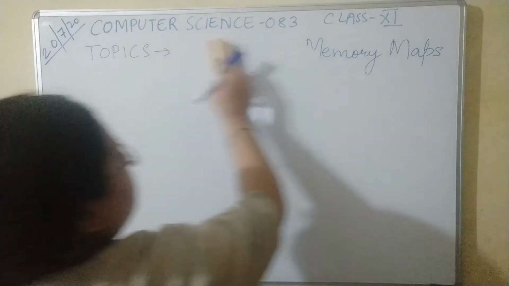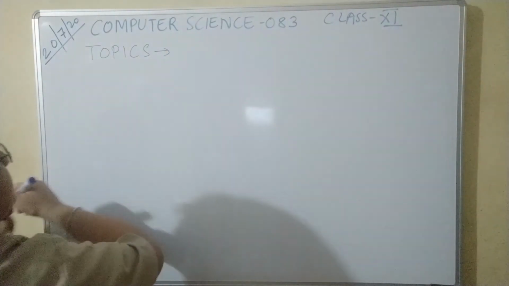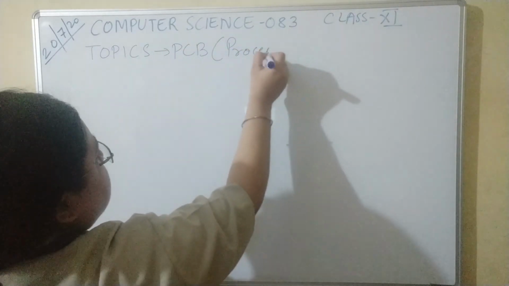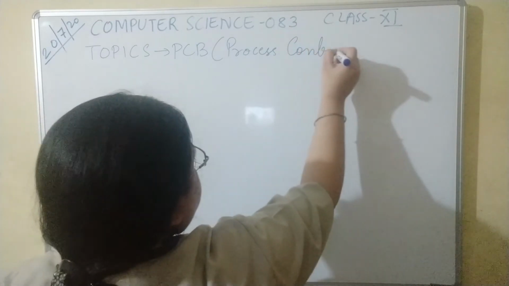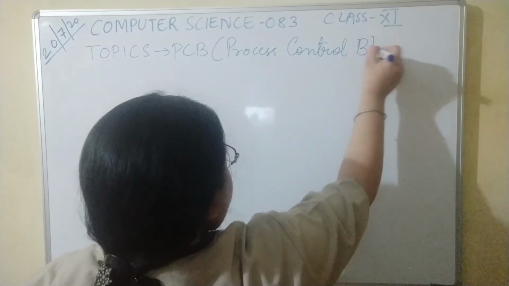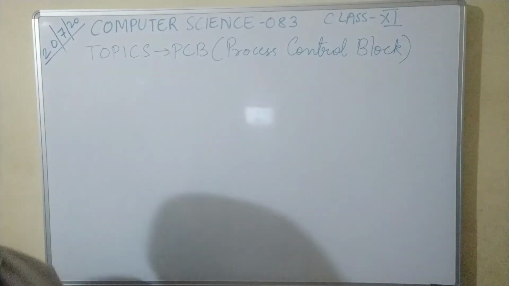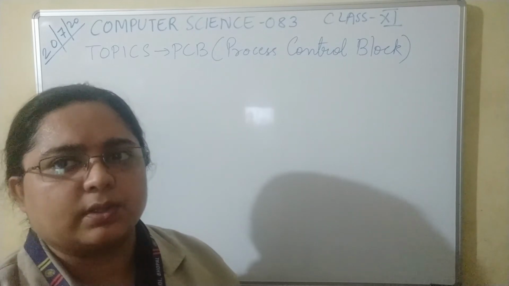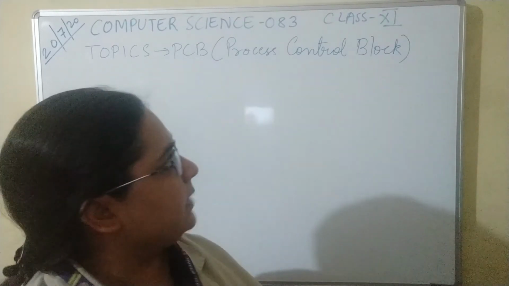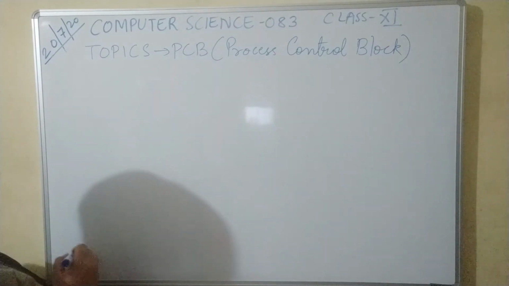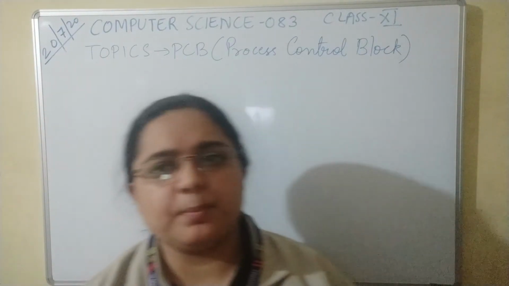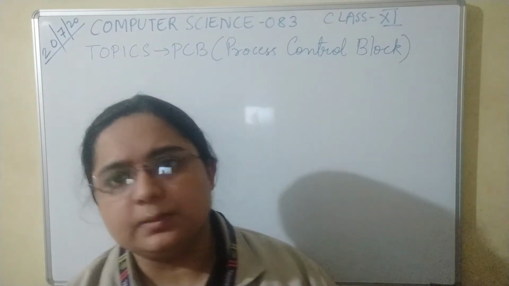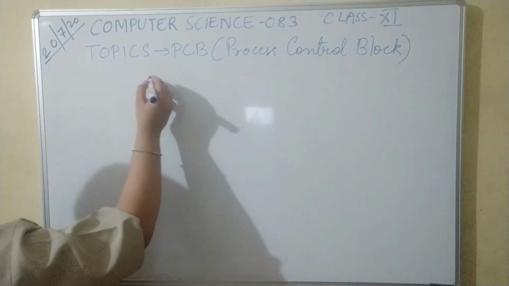Our second topic which we are going to discuss is the PCB, that is, process control block. PCB or process control block. In PCB, what we are going to see is how, when a process starts execution, various things are associated with the process. For example, we are going to see it one by one over here.